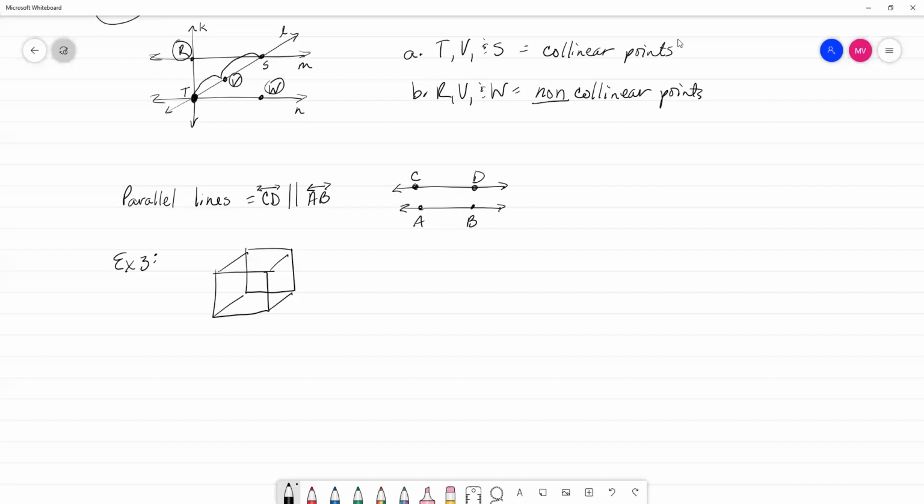Those are coplanar lines. And then A and D, on the front of the cube in example 3, and E and H, also coplanar lines. And there are additional ones. We're just picking 2 here. And then of course, D asks us for parallel lines. You've got lots of different options to pull from.